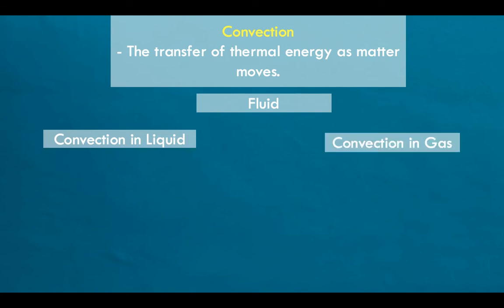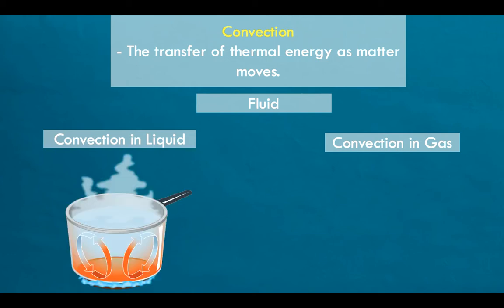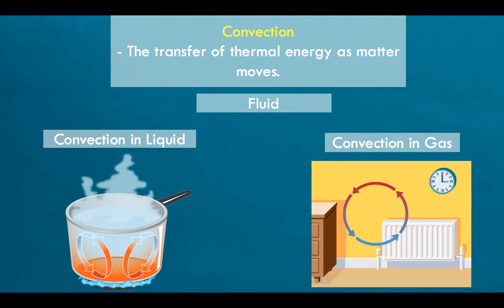Examples of this are the circulation of water when it boils, and the circulation of warm air and cold air in your living room. When the fluids circulate, the warm air or water will rise and the cold will sink. This creates the convection current.